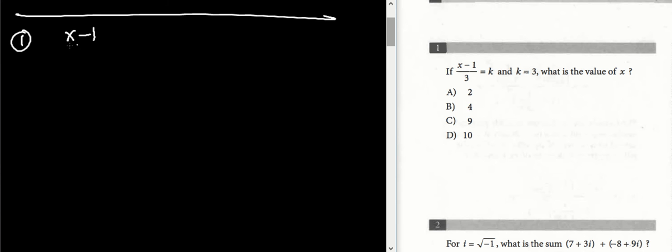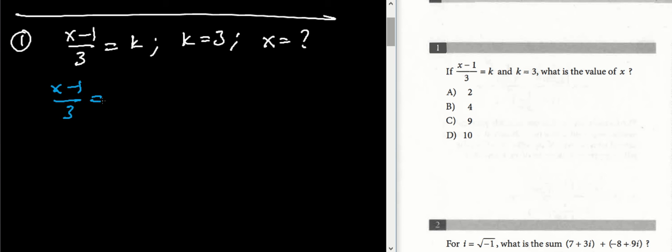So x minus 1 over 3 is equal to k. We're told that k is equal to 3. We're asked to solve for the value of x. So this is a nice warm-up problem. There's not really much more to do other than substitute in the value for k. So we'll say x minus 1 over 3 equals 3. Now we just have to isolate for x. So we get x minus 1 equals 9, which implies that x equals 10. So the answer here is D.